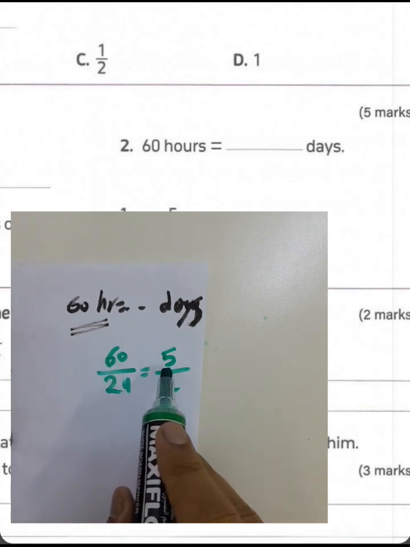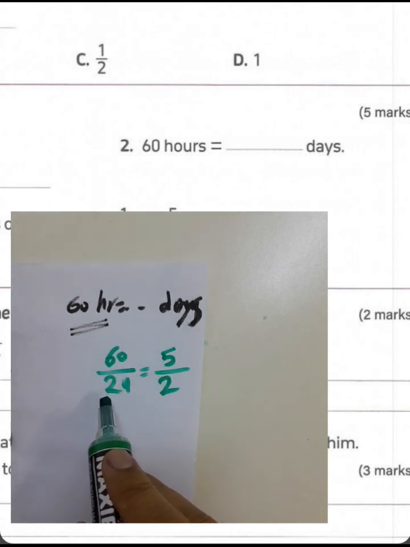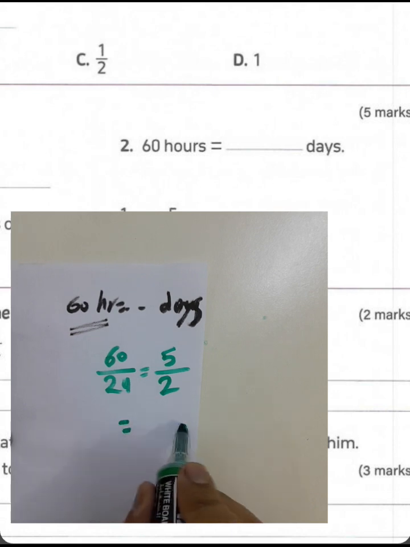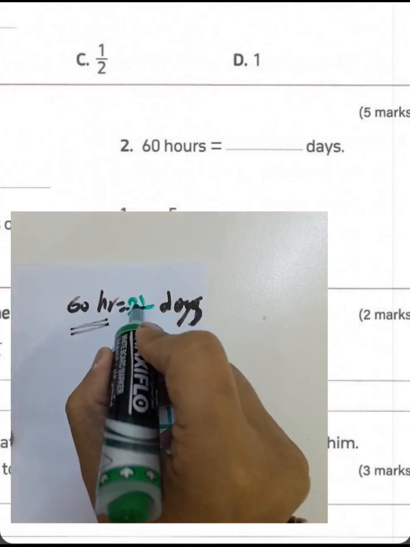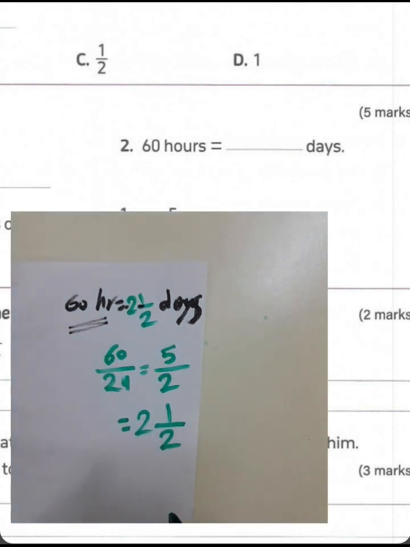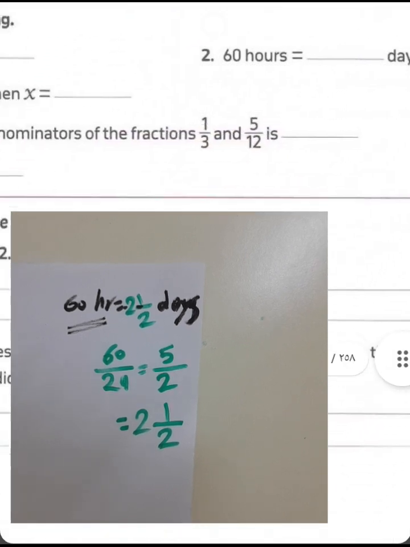5 over 2, you can convert it. 5 divided by 2 equals 2, and the remainder 1, then the result will be 2 and 1 over 2, 2.5 days. Okay, it was question number 2.